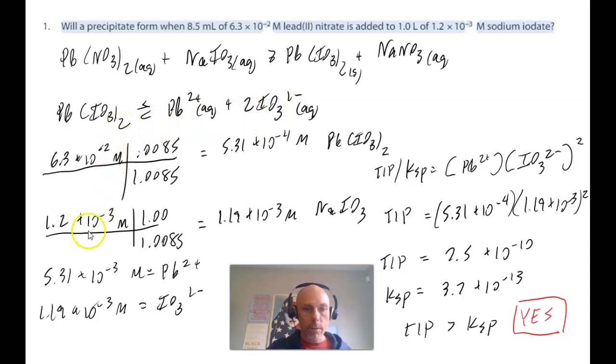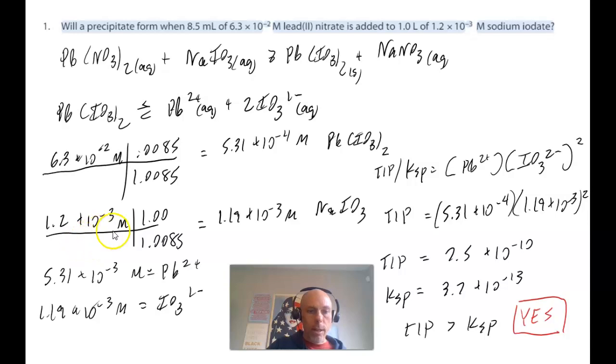I'm then accounting for the dilution effect that happens when these two solutions are combined. There's the molarity, 6.3 times 10 to the minus 2, of lead(II) nitrate times its original volume, 0.0085 liters, over the total volume, 1.0085, and that gives me 5.31 times 10 to the minus 4 molarity for lead(II) nitrate. And since there's just one lead ion in there, that will also be the concentration we can see down below for the lead ion, which is in the potential precipitate.